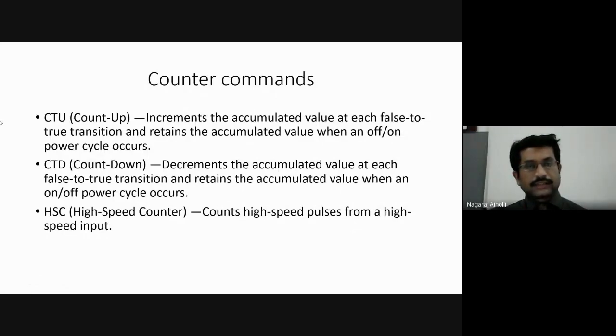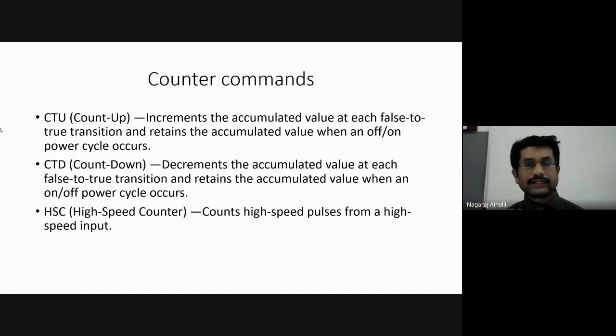We had stopped at the description of the counters and we were discussing the up counters, right? In the up counters, we have three types of counters as we described in the last class. The first type is the count up counter, which increments the accumulated value at each false to true transition. Whenever there is a false to true transition of the input signal, there is a counting up process.